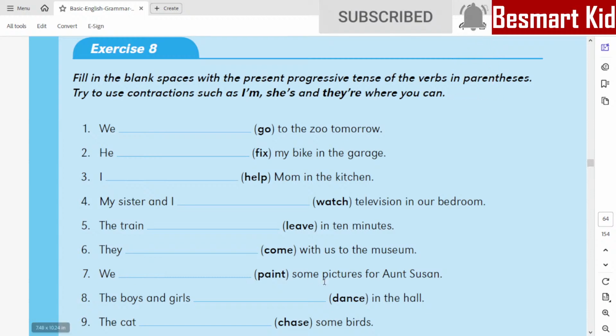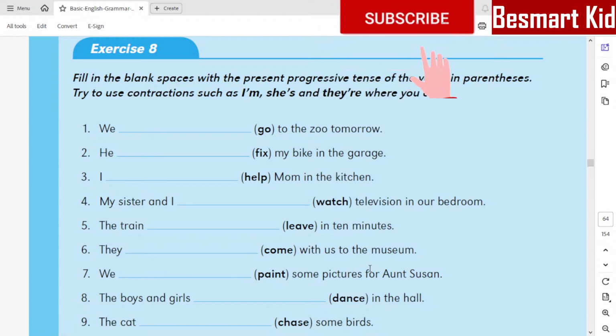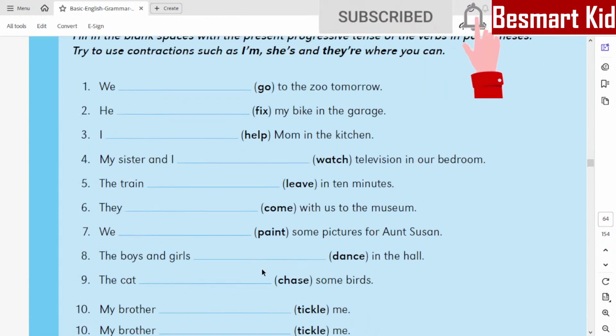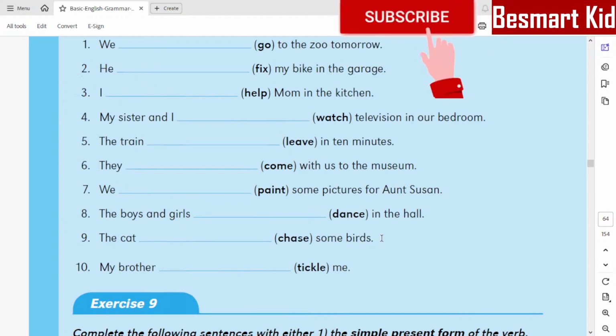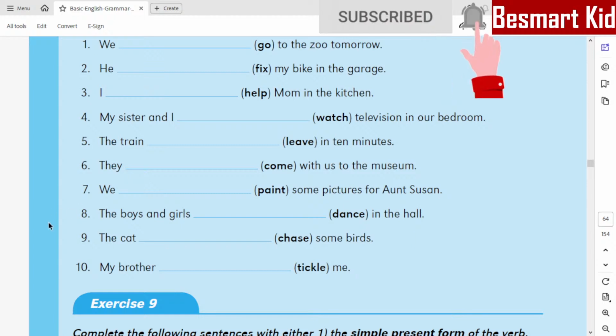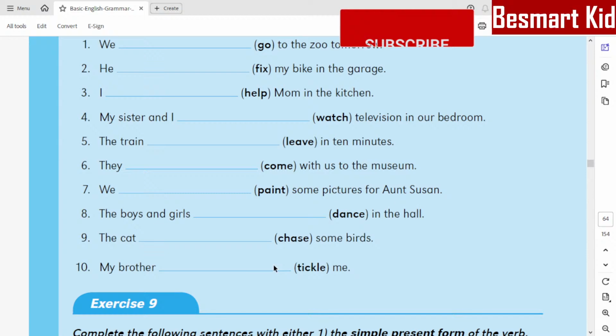Seventh, we dash some pictures for Aunt Susan. Eighth, the boys and girls dash in the hall. Ninth, the cat dash some birds. 10th, my brother dash me.